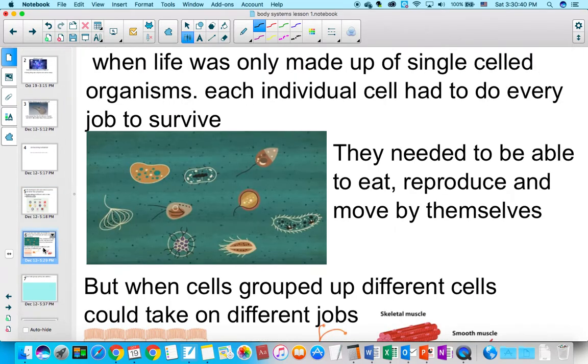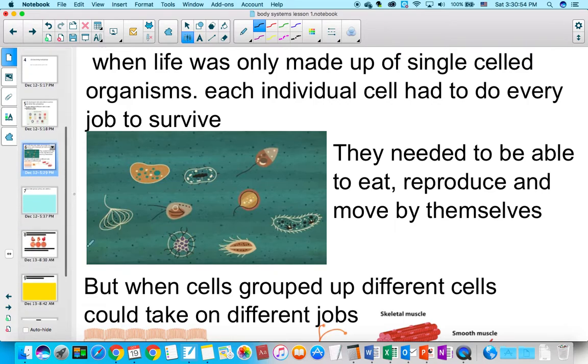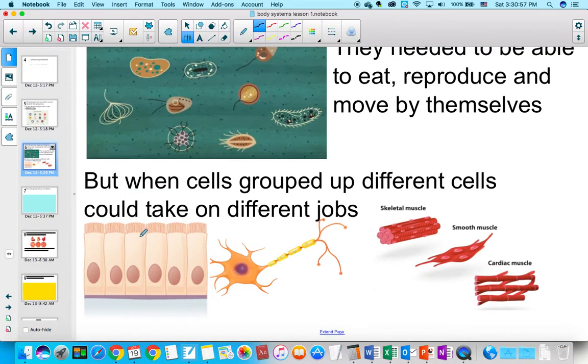So when life was only made up of one cell, each individual cell had to do every single job. They move, they eat, reproduce, all by themselves. So they all had to do all these jobs all at once at the same time. But when cells group up, they could do different jobs, they could take on different roles, and they could become really good at that one job or those few jobs.